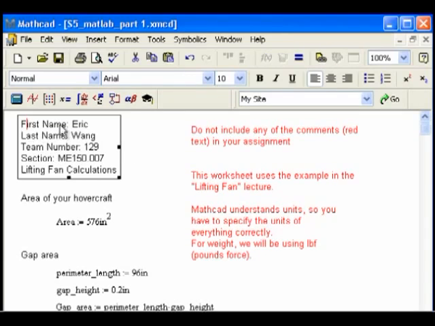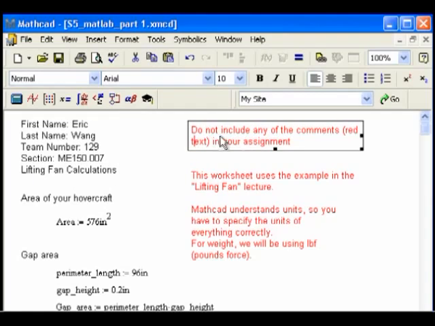So first I got a text box here. It is my name. Of course, you can put in your name and your real team number and your section number, and then of course this is the same for everybody, lifting fan calculations. As it says here, all this text in the red is my comments to you, so you don't need to include that in your assignment.